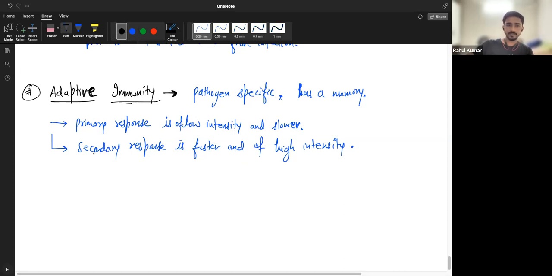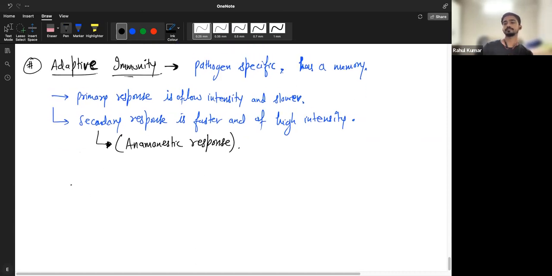And this secondary response, in some books, they use another word called an amnestic response, which means it is a learned response, or memory response. It's not random, it's non-random. It has a direction, it remembers what to do.